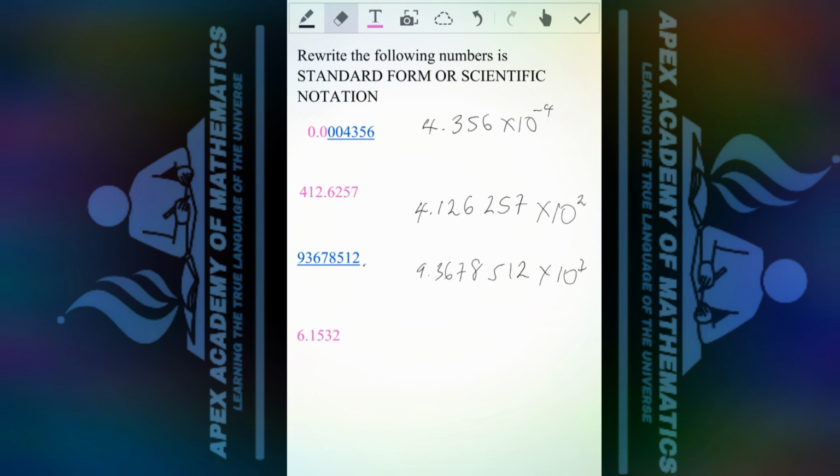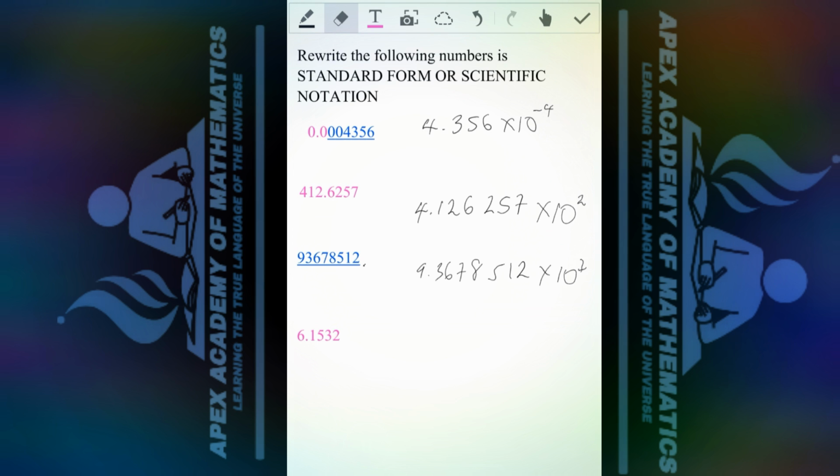Final example, guys. We are going to look at 6.1532. Now this number we are asked to place in standard form. This question is a trick question, because the value that we're looking at here is already greater than 1 and already is less than 10. So there is no need to do any form of movement.